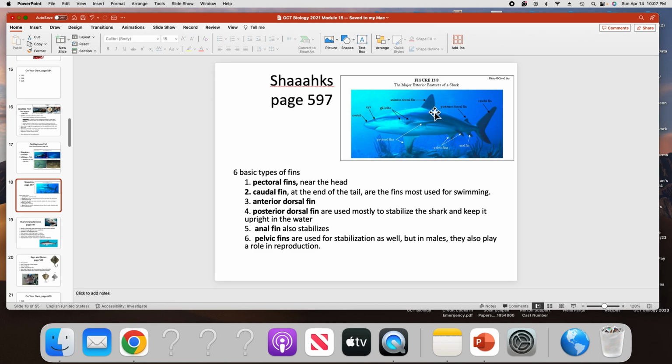So let's look at sharks at first. Sharks have 6 basic types of fins. So we have a pectoral fin, you can see here and here, that's more toward the anterior region, the head. Then it has a caudal fin at the end of the tail. These are the fins most used for swimming. It has an anterior dorsal fin, so that's the one over the crest of the dorsal area. And it has a posterior dorsal fin used to stabilize the shark and helps it keep upright in the water. Here, the anal fin that's here also helps to stabilize it, and the pelvic fins down here are used for stabilization, and they can also play a role in reproduction.